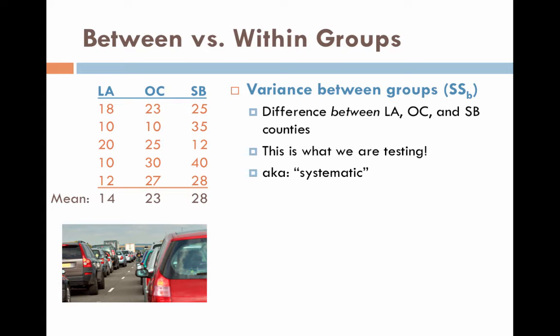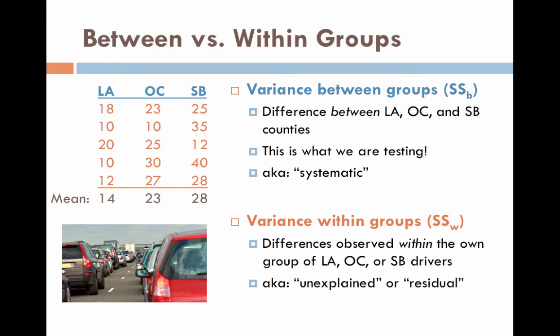But we also have variances within our groups, also denoted as SSW, sum of squares within. The variability that we see within the groups is simply the variances, the differences observed within each of those own groups. So of the 5 drivers in LA County, what is the variability among those 5 people?